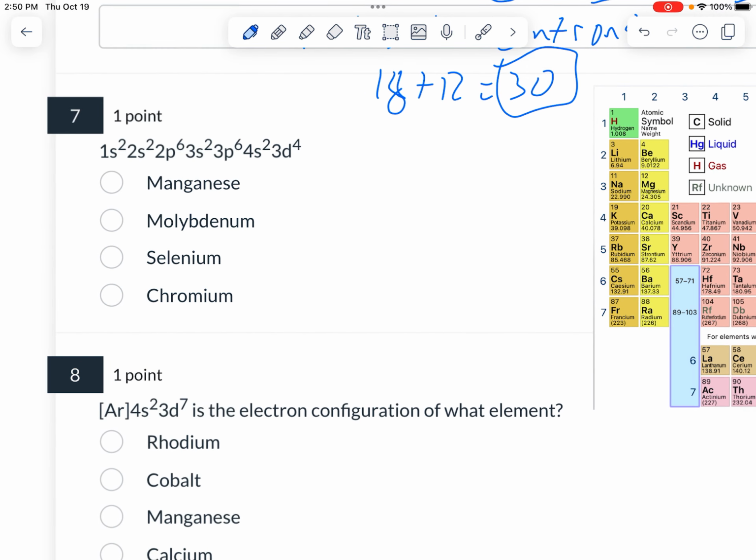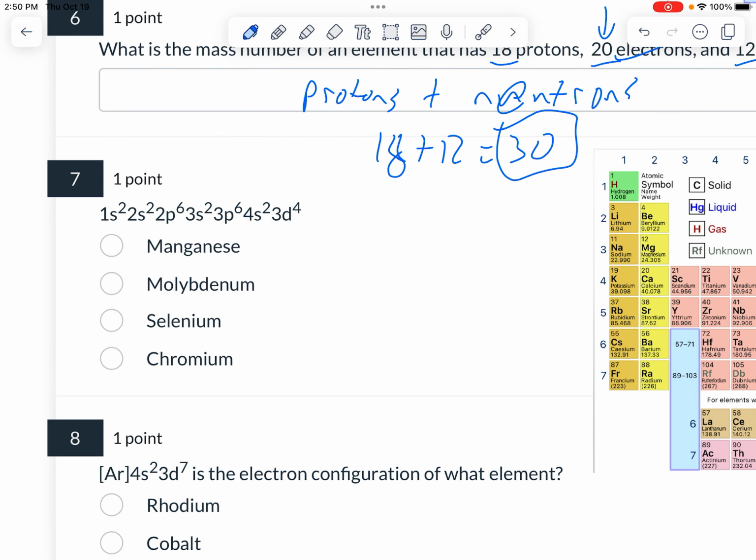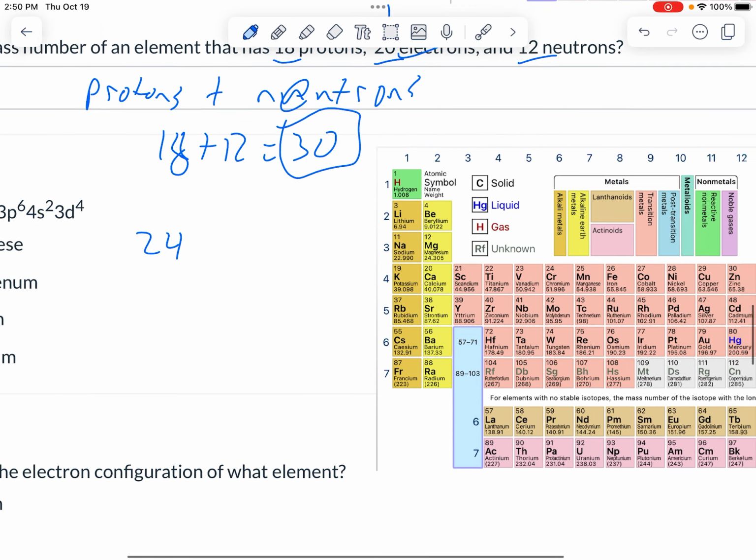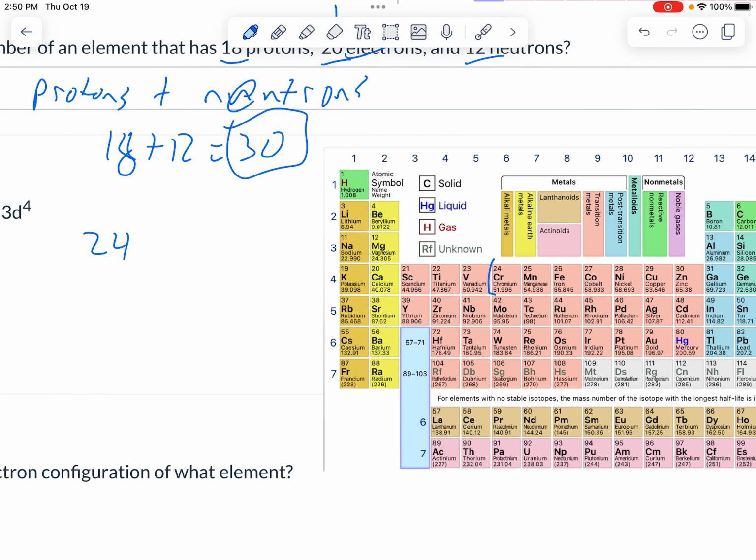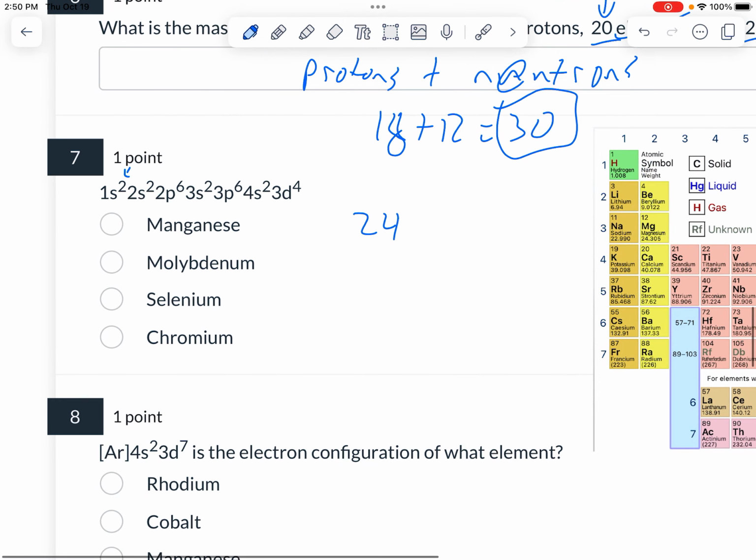Okay, so now we're trying to figure out what element this is. So I told you a nice little trick here. This top number is our electrons. So we have 1, 2, 3, 4, right? Plus 6 is 10 electrons. Plus 2 more is 12. Plus 6 more is 18. Plus 2 more is 20. Plus 4 more is 24 electrons. Okay, if we look over here, I see 24 electrons right here. Chromium. Easy. Just add up those top numbers.